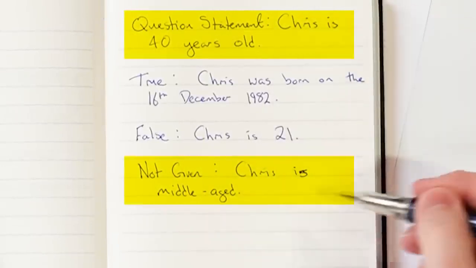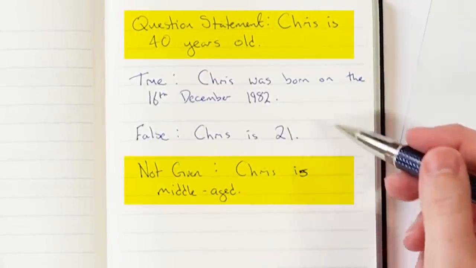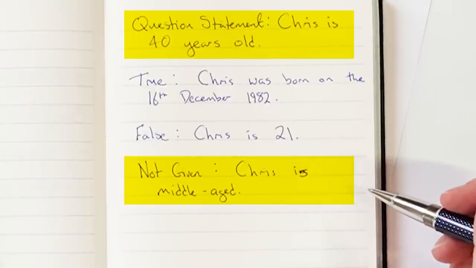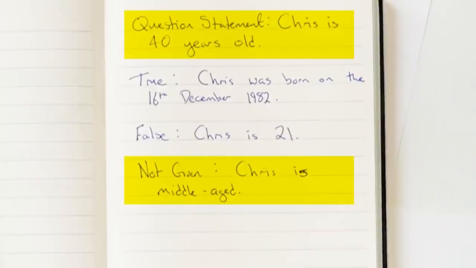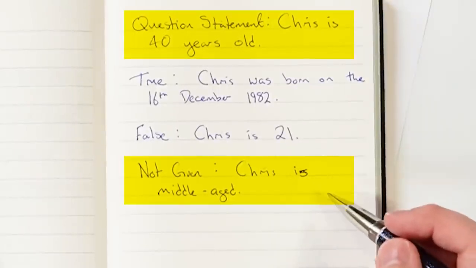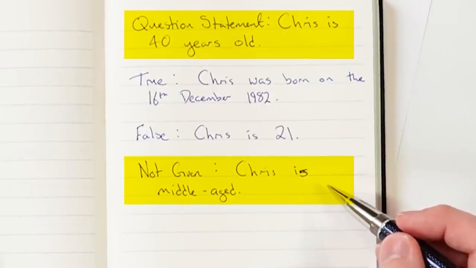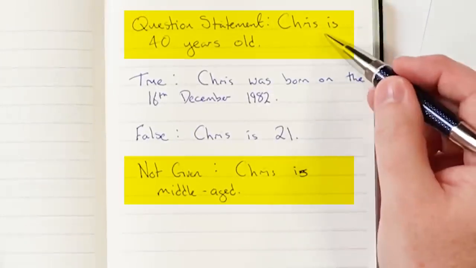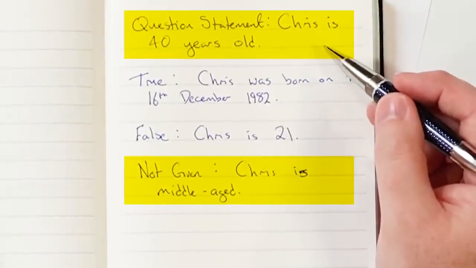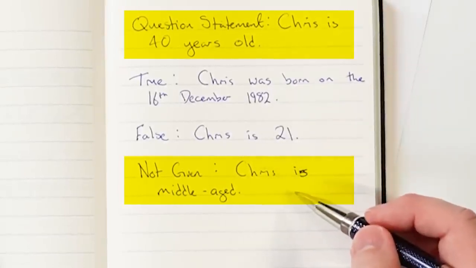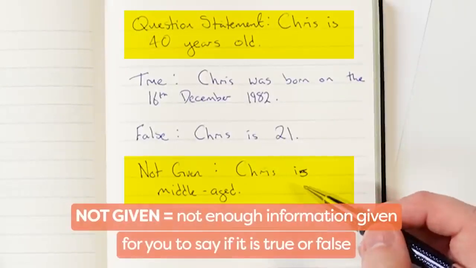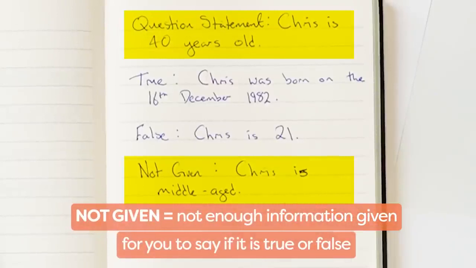Do these two statements match? Do they mean the same thing? No, but they also don't disagree with one another. You can't say that this is false. There's just not enough information in this statement for you to say that this statement is true or false. So it is not given. There is not enough information given for you to say if it is true or false. Think about it that way.